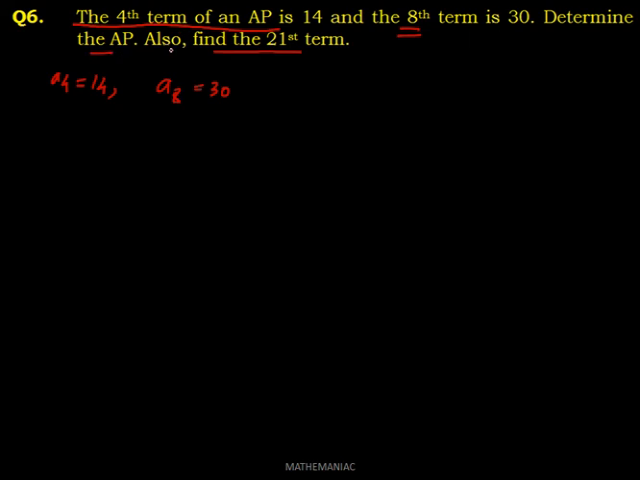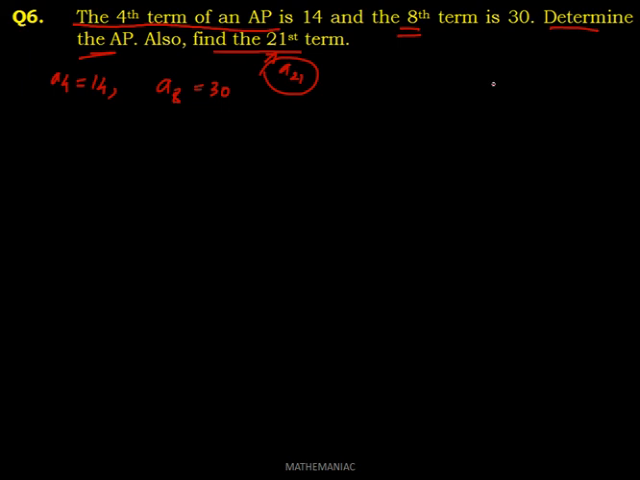First is determine the AP. Determining the AP means you have to first find the common difference and the first term, that will lead you to the complete sequence. These are the two requirements, and then you have to find the 21st term. This is the second part. 21st term means you need a21. So there are two parts. Let me concentrate on the first part. Determine the AP.